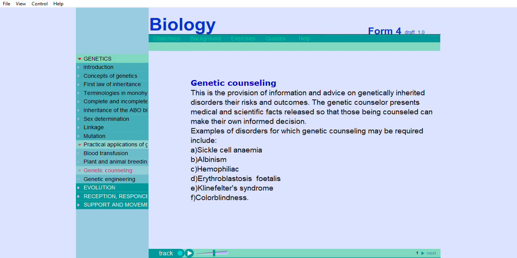Genetic counseling. This is the provision of information and advice on genetically inherited disorders, their risks and outcomes. The genetic counselor presents medical and scientific facts so that those being counseled can make their own informed decision. Examples of disorders for which genetic counseling may be required include sickle cell anemia, albinism, hemophilia, erythroblastosis fetalis, Klinefelter syndrome, and color blindness.